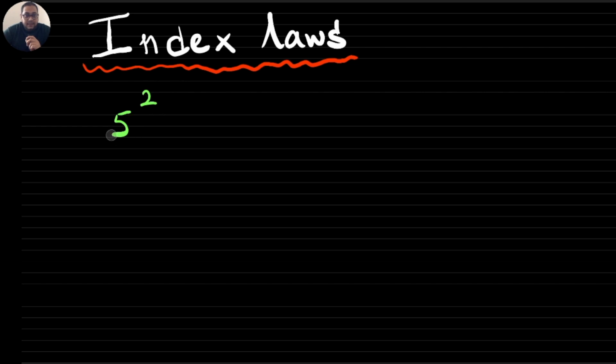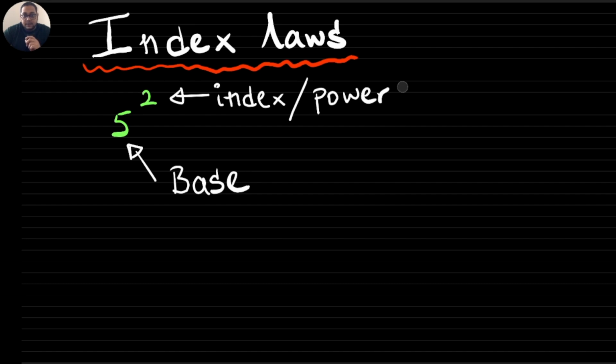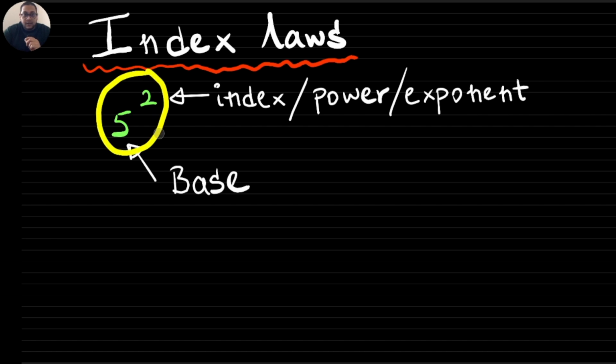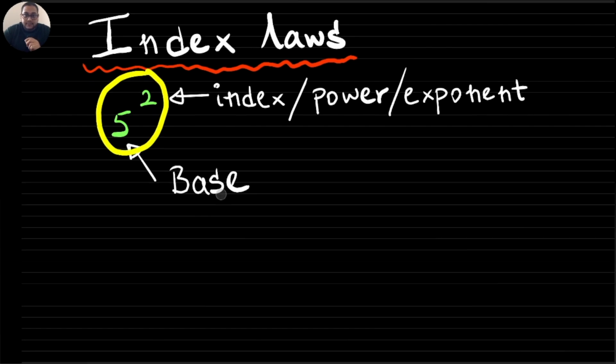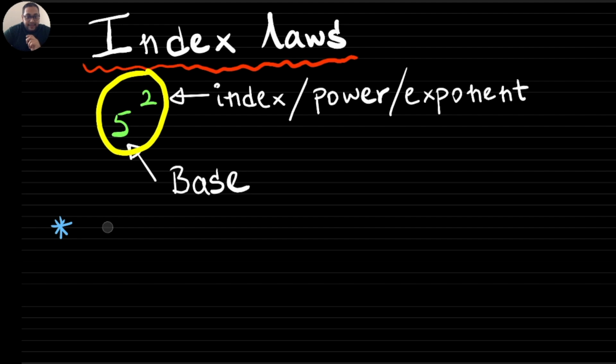The number 5 would be read as the base. The power of 2 would be called either the index, power, also known as exponent. It's best if you know these terms moving forward with the context. I will now generalize this term in order to understand all the laws of indices. I'm going to consider a base called a raised to the power of p.